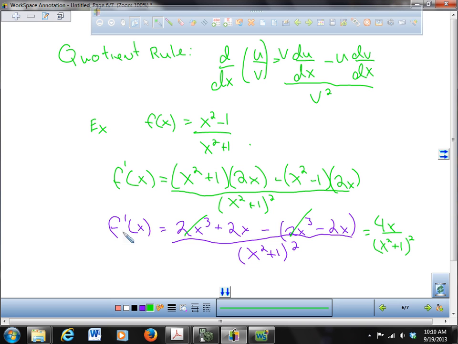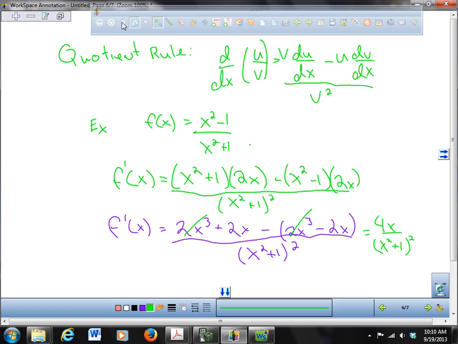Do we simplify the denominator? No, you can just leave it just like that. You don't need to multiply it out. Okay, so it's just kind of an algebraic method. So this would tell you the slope at any point of this rational function. So it's kind of similar to it, but not exactly the same.